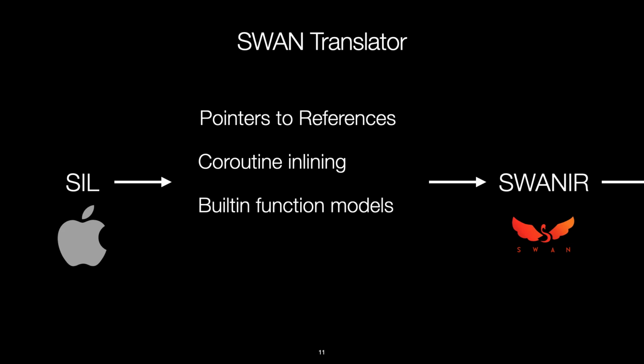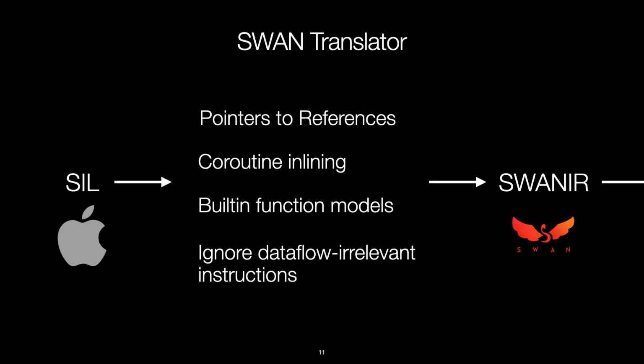Built-in function models are injected, so for example we have modeled some Swift container functions with SWAN IR. And lastly, minor things such as ignoring data flow irrelevant instructions, which greatly reduces the amount of instructions that we need to translate to SWAN IR.